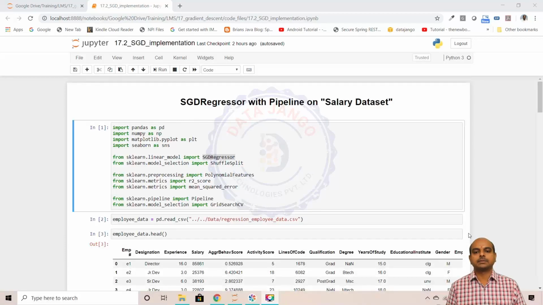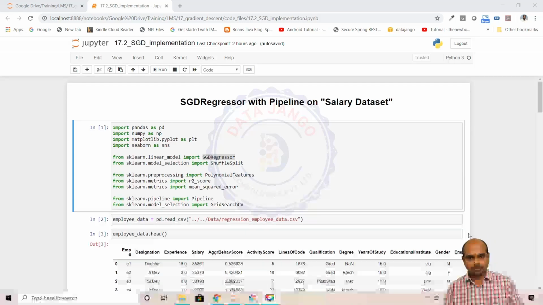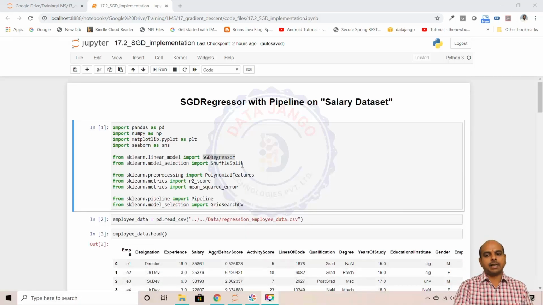Hello and welcome back. So far we have understood theoretically how gradient descent and stochastic gradient descent work. In scikit-learn we have an implementation for stochastic gradient descent in linear models. It is called SGD regressor. This is for regression problems. For classification we have SGD classifier. We will see that later.